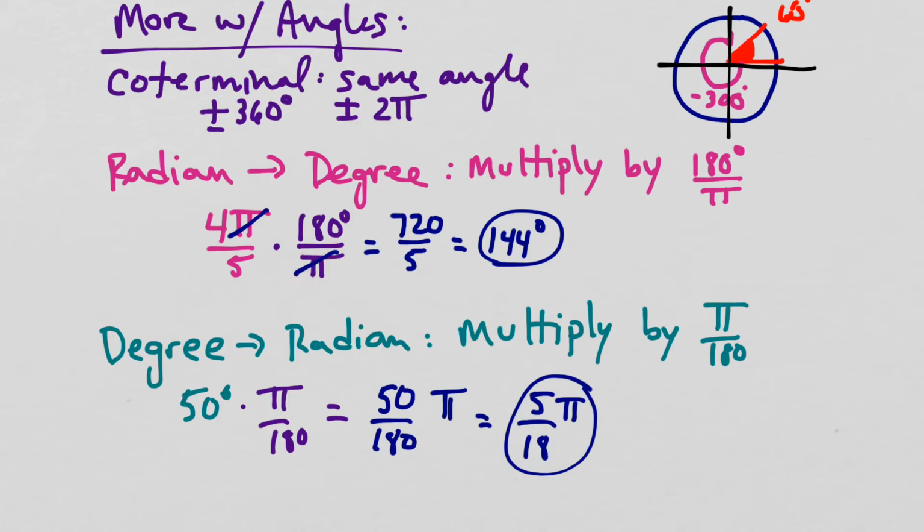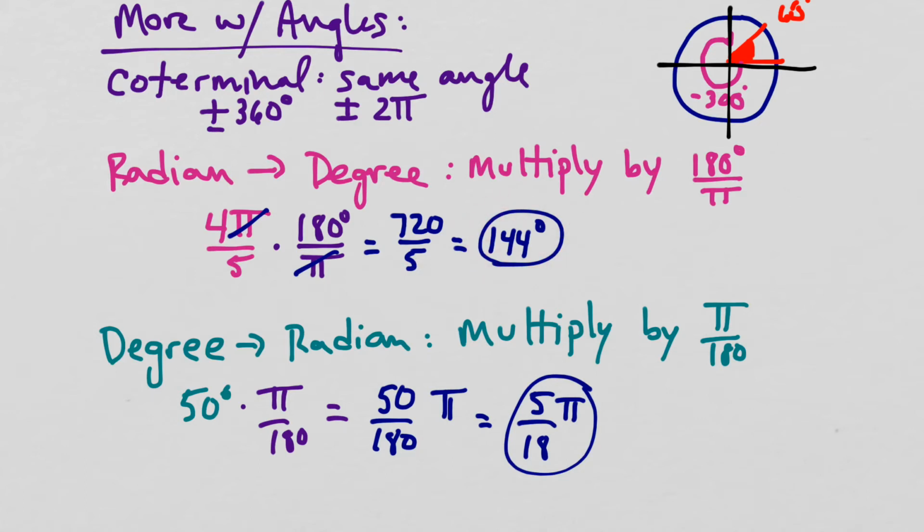Because back to our algebra, multiplying with fractions, if you have the same thing on the top and the bottom, they cancel out. Well, we want to cancel pi out, so pi goes to the bottom. After that, we multiply straight across. 4 times 180 is 720. We divide by 5, so that angle measure is 144 degrees.